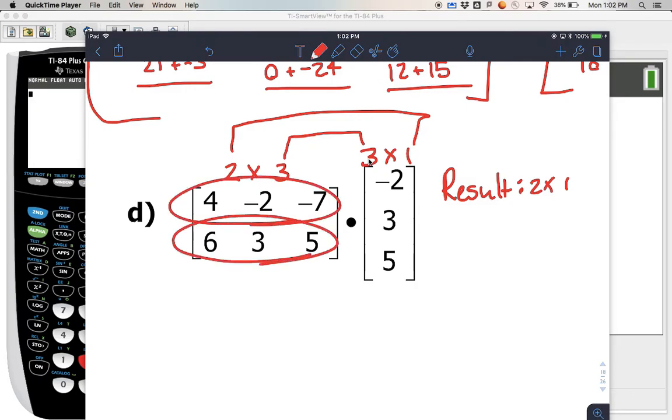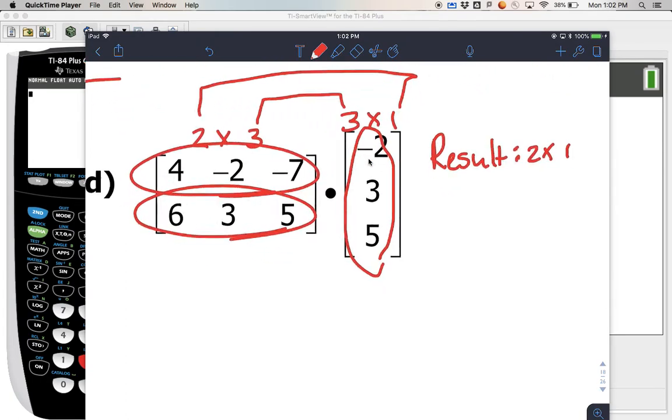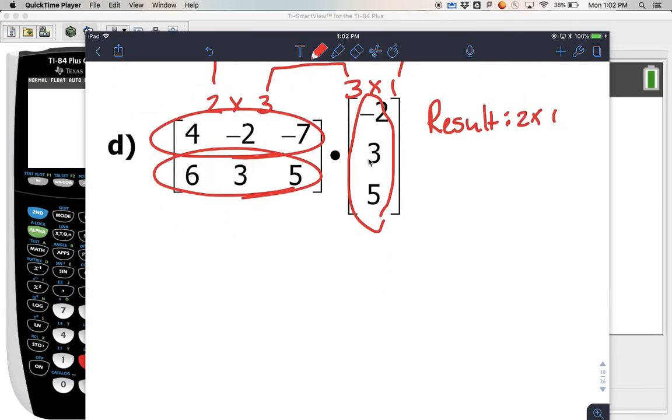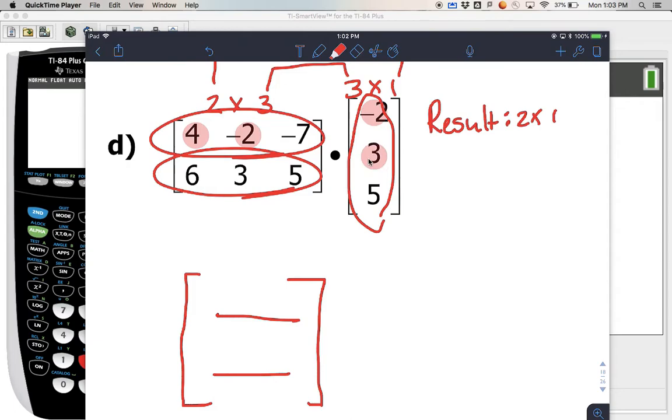First matrix, circle your rows. Second matrix, circle your column. Now this is weird. We haven't done something where there's like 3 elements in the first row, so this will look a little bit different here. But this will be a big long 2 by 1. So here you got to be kind of careful. You're going to go 4 times negative 2. Then you're going to go negative 2 times 3. And then you're going to go negative 7 times 5. So there's like 3 sets of things you're multiplying. So 4 times negative 2, that's negative 8. Negative 2 times 3 is negative 6. And negative 7 times 5 is negative 35.